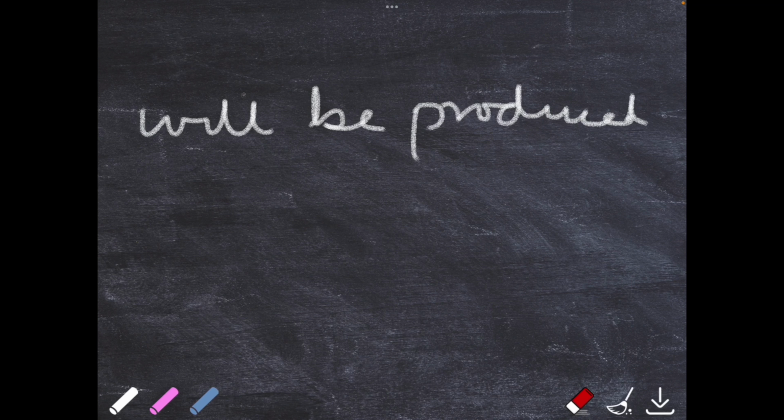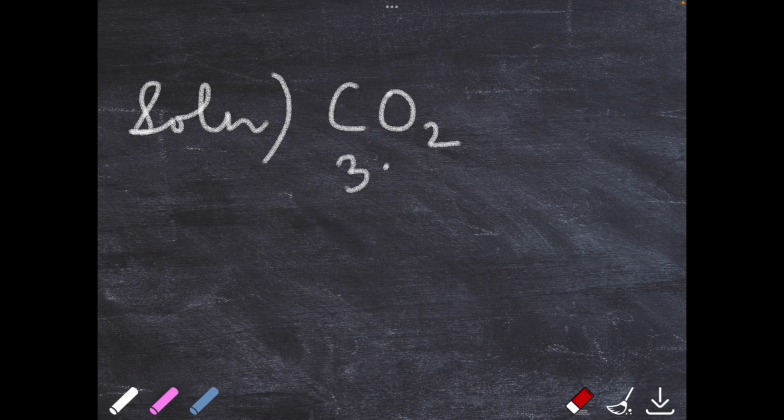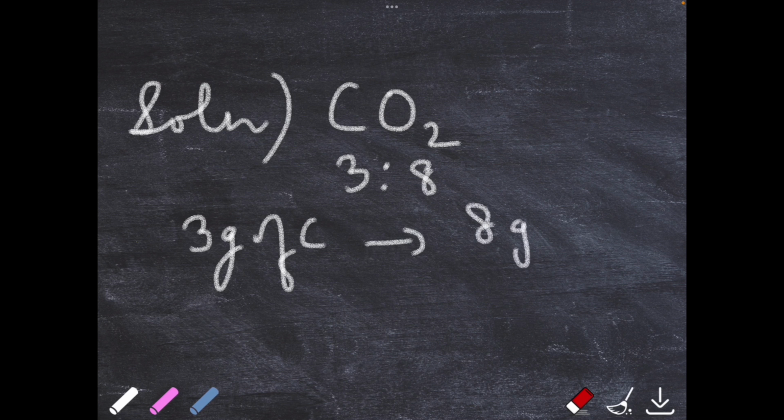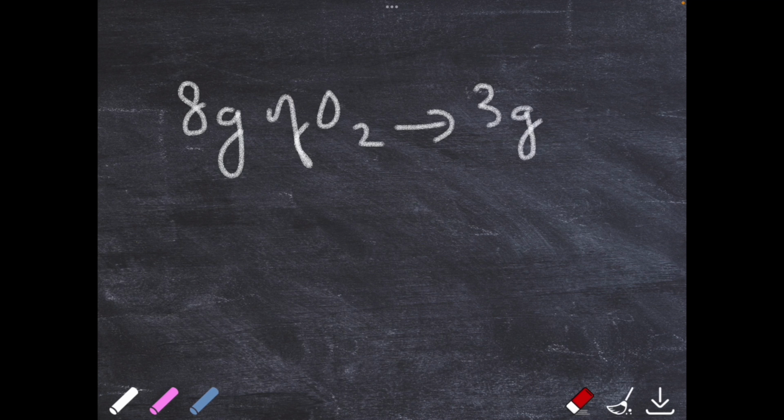Now let's look at the solution to this question. In carbon dioxide, the ratio by mass is 3:8. That is 3 grams of carbon combined with 8 grams of oxygen. So 3 grams of carbon will always combine with 8 grams of oxygen. Now suppose you have 8 grams of oxygen, and it combines with 3 grams of carbon. Let's take it this way.